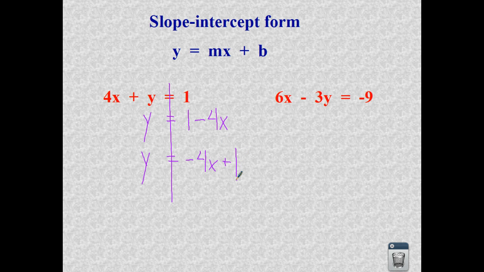Okay, so let's label these. My m, my slope m, and we've talked a lot about the slope, is negative 4. And my b, which is my y-intercept, I'm going to talk about what that is in a second. And that should be at positive 1. Okay, again, let's rearrange the second equation, and then we're going to go talk about what these variables do.